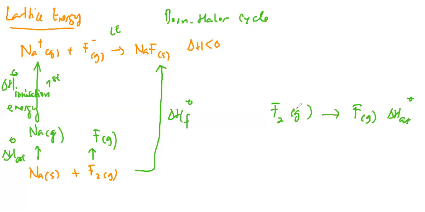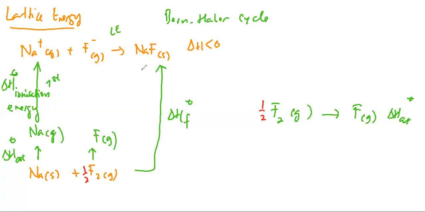You have two F here, but only one F here. On the other hand, we need 1 mole of F here. So what we need to do is multiply this by a half, and we put half here. Once I do this, it is already balanced. Na is 1, F is 1, half times 2 is 1, so I also have 1 F here.